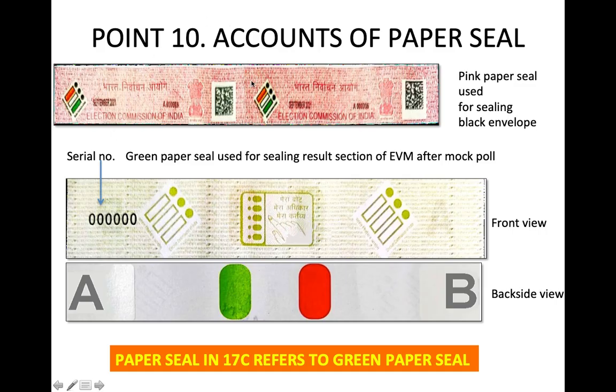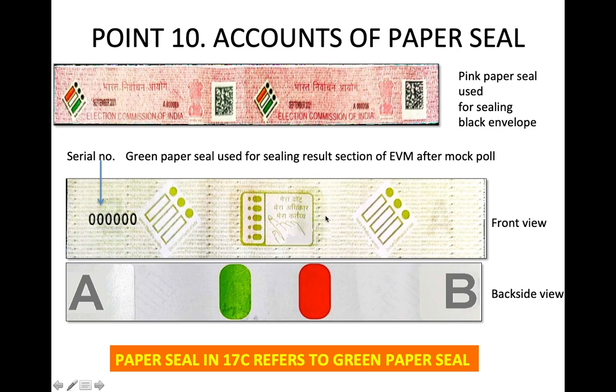When we say paper seal, in the election material you'll find two kinds of paper seal. One is the pink paper seal, which is used for sealing the black envelopes. What does the black envelope contain? It contains the BBPAT paper slip of the mock poll. So there is the pink paper seal, and then there is the green paper seal.